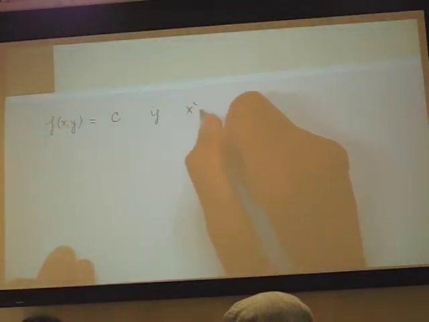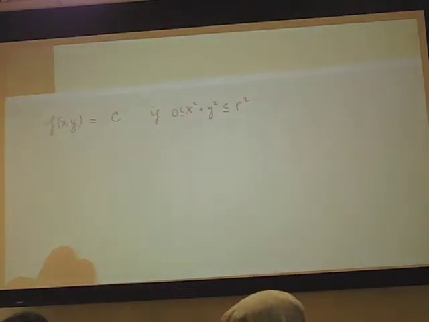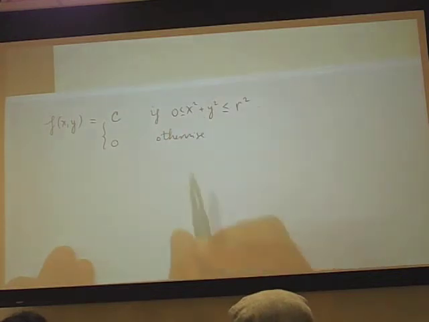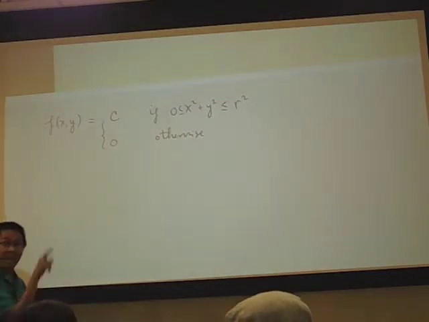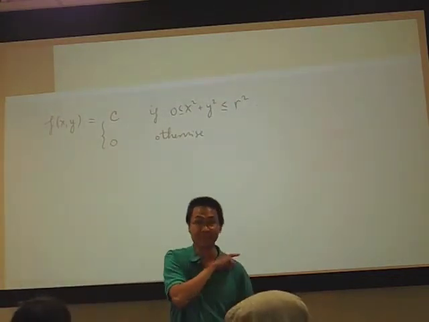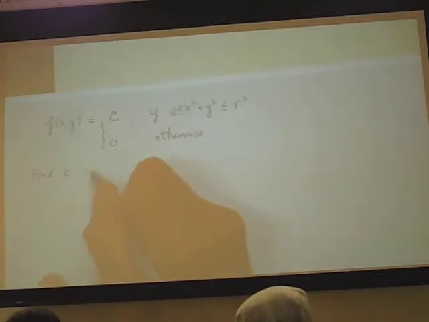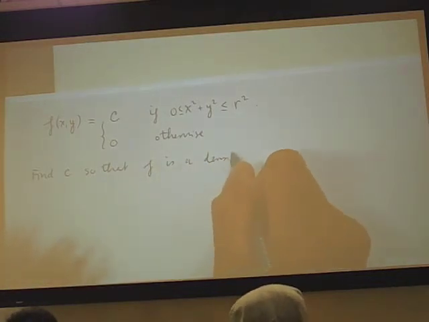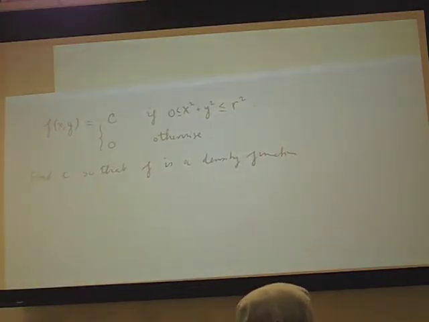So f(x, y) equals c if x squared plus y squared is between 0 and r squared for some radius r, and 0 otherwise. Now I want you to compute c so that f is a density function. Is that clear? Okay. So find c so that f is a density function.